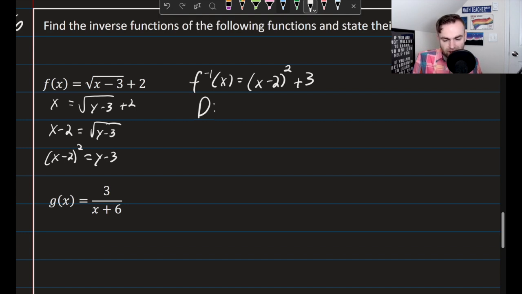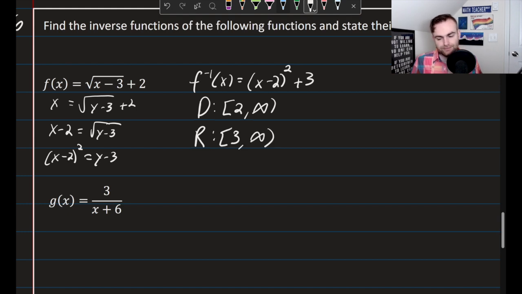Its domain would be the range of this function. So the range of this would be, lowest thing it outputs is 0, plus 2 would be 2 to infinity. Its range would be the domain of f, and the domain of f is 3 to infinity. Not too bad.